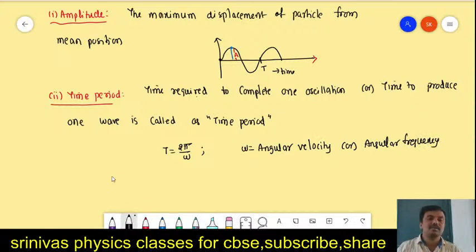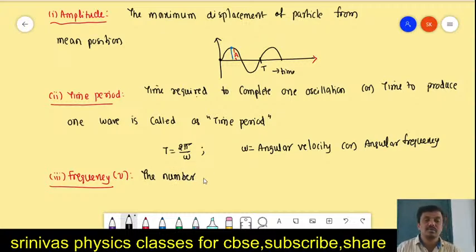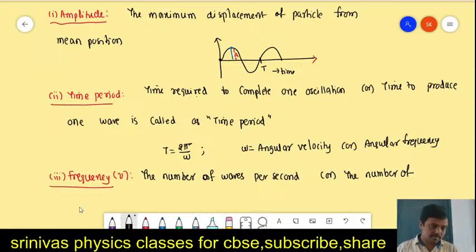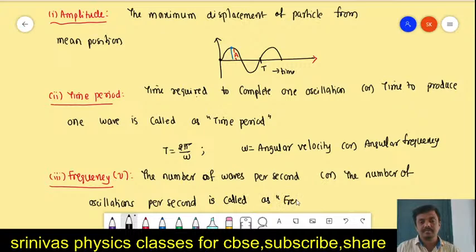Now, what is the general definition of frequency? Next one is frequency. Frequency of the wave means the number of waves per second or the number of oscillations per second. In 1 second, how many waves are produced? Number of waves per second, or number of oscillations per second. In 1 second, how many oscillations does it take? That is called frequency. Okay, students, this is called the frequency.